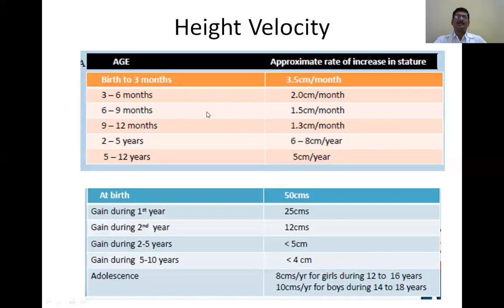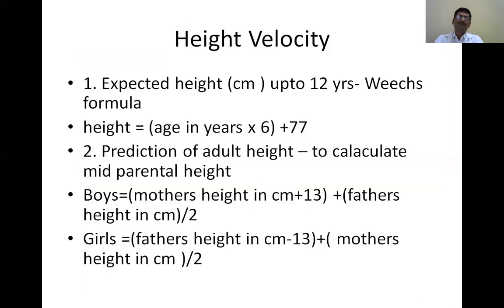In other words, this is the velocity of height, the rate at which, at different paces of growth, the increase in height occurs. That's what we refer to as height velocity. Again, using the Ridge formula, suppose we know the birth height, we can easily estimate the ideal height a child or baby can attain at different milestones. The height is equal to age in years multiplied by 6 plus 77, which gives height in centimeters.